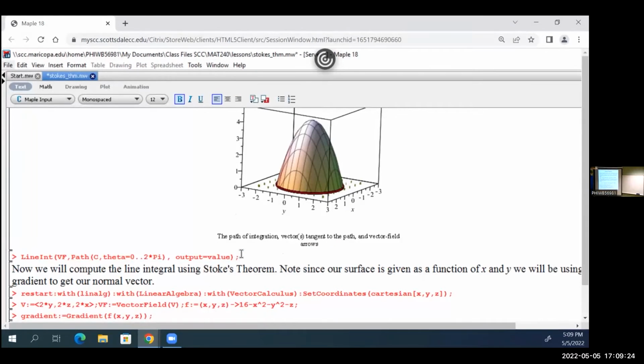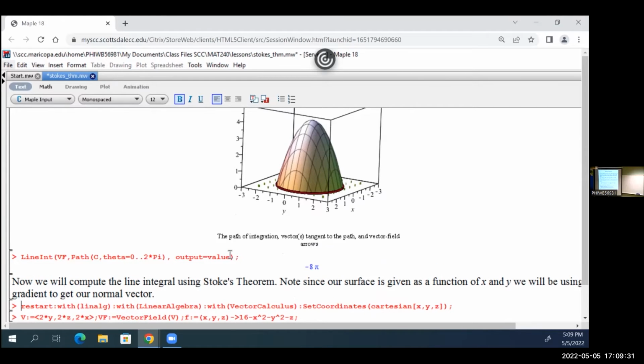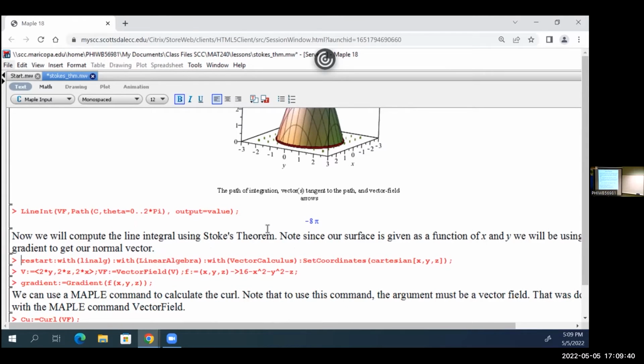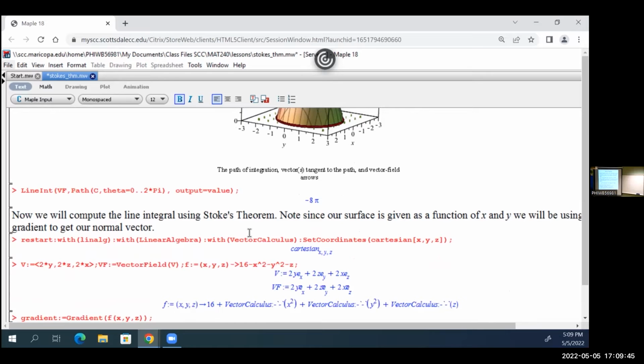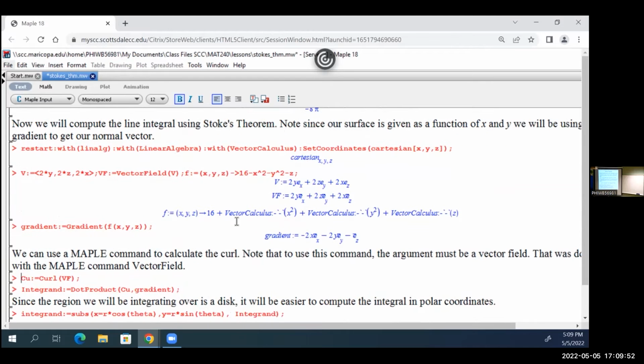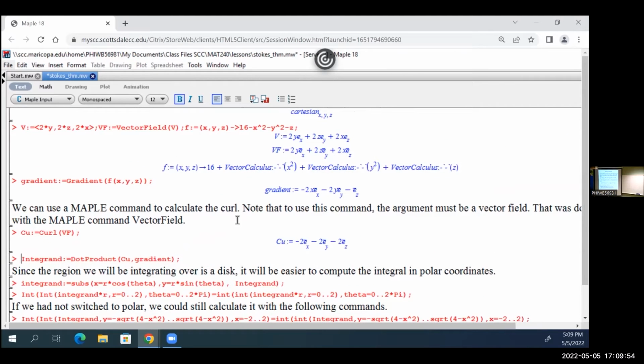Now, this is a command that's in Maple. The only reason I'm doing this is because we want to verify our answer. All right, -8 pi. That's what we should get when we do this. So we already know what we should get. So what do we need? We need the curl, right? So let's go get the curl. So there's our curl.